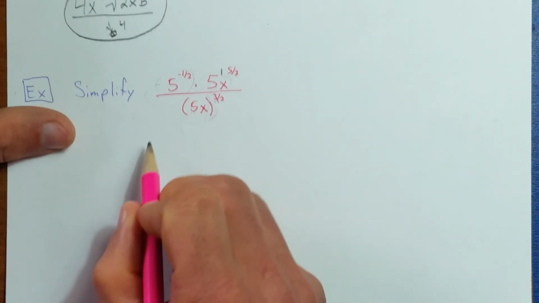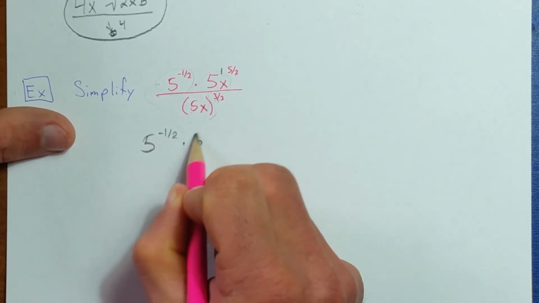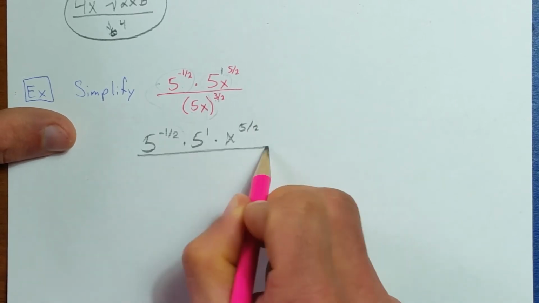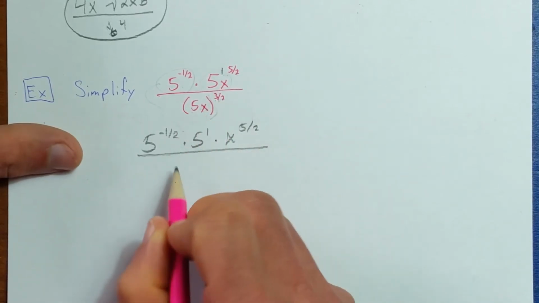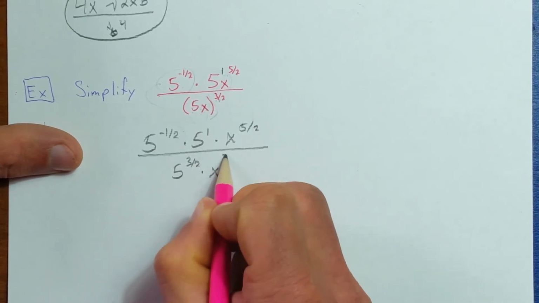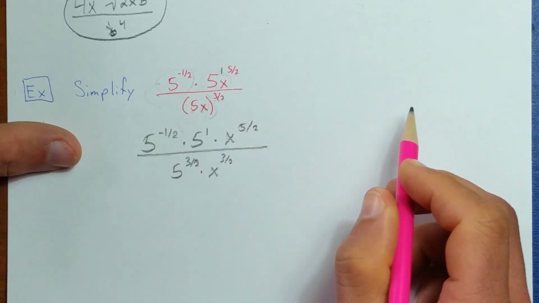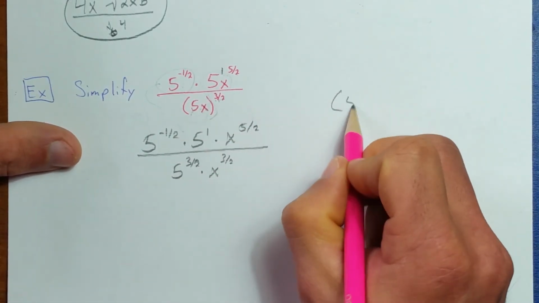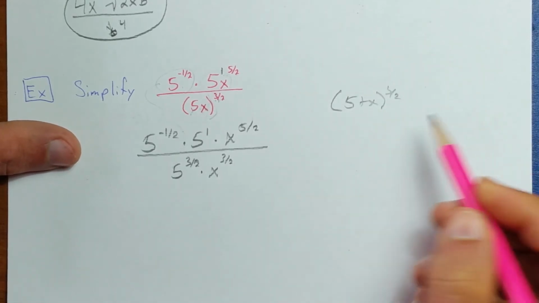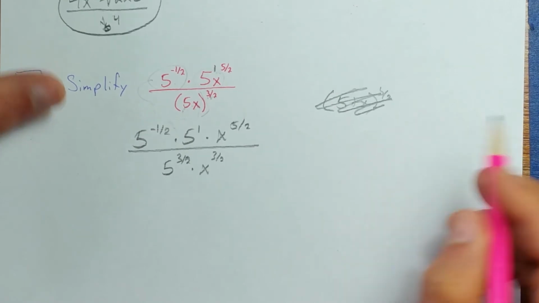So this is going to be written really as 5 to the negative 1 half times 5 to the first times x to the 5 halves, divided by, and now I'm going to put the 3 halves power on both of those. That would be 5 to the 3 halves times x to the 3 halves. Now, important that these are being multiplied together. If they're not, if this was, say, 5 plus x to the 3 halves, then you can't really do anything with it. You would have to just leave it. You shouldn't have anything like that in your homework, though, today.